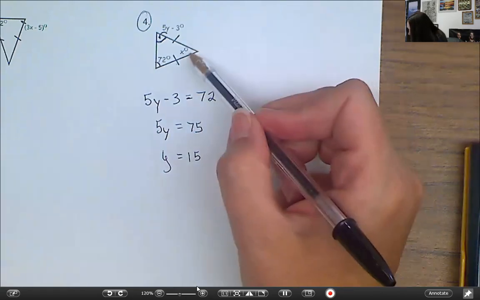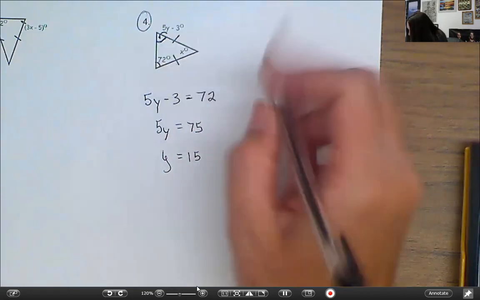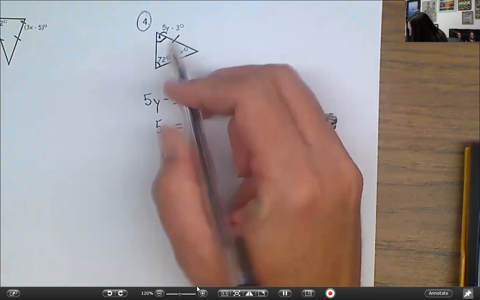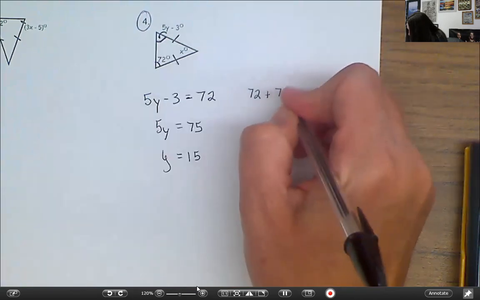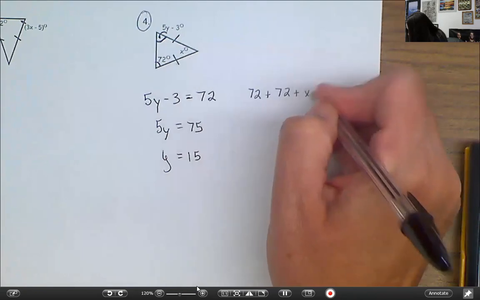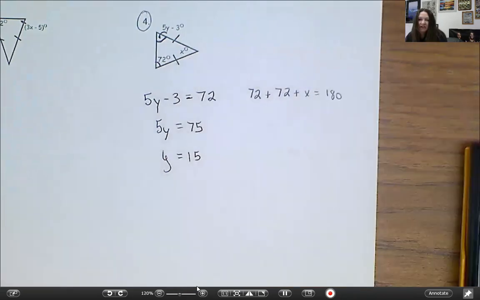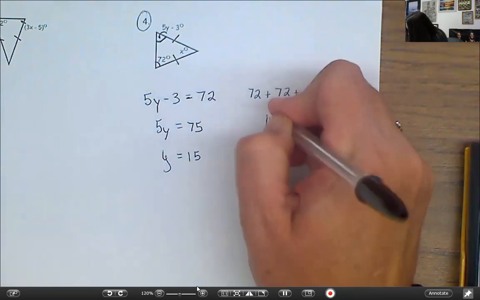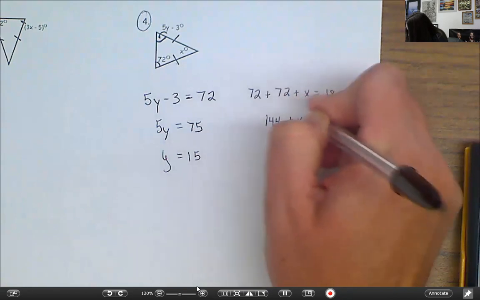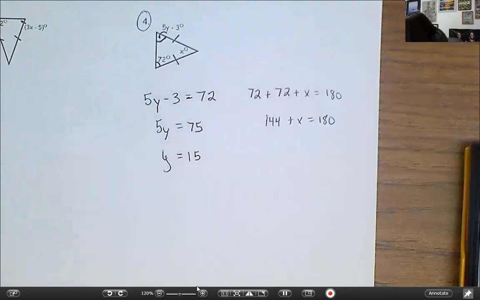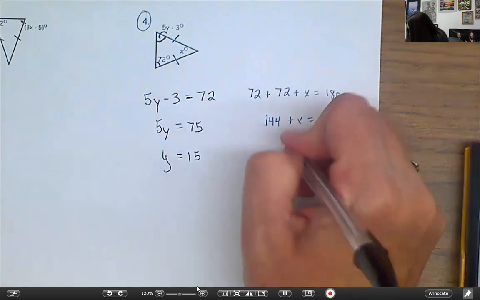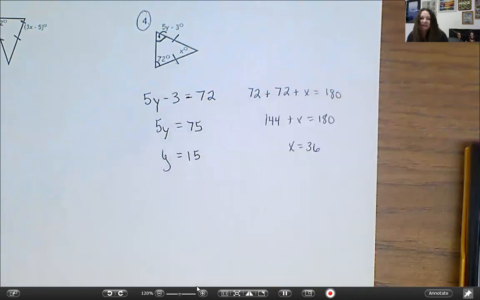But if we wanted to find x, we know that if this angle is 72, this angle has to be 72, and then we can add in x, and the three angles of the triangle have to equal 180. So 72 plus 72 would give us 144. And then 180 minus 144 would give us a value for x of 36.